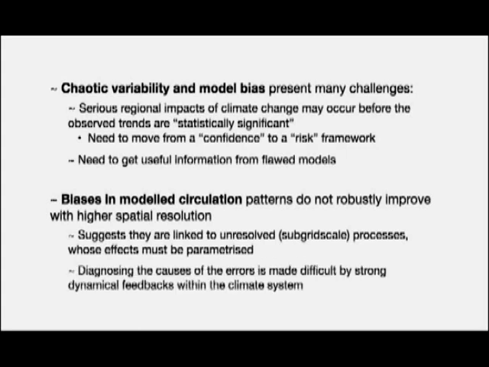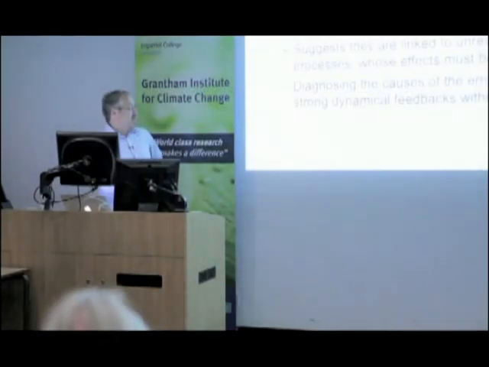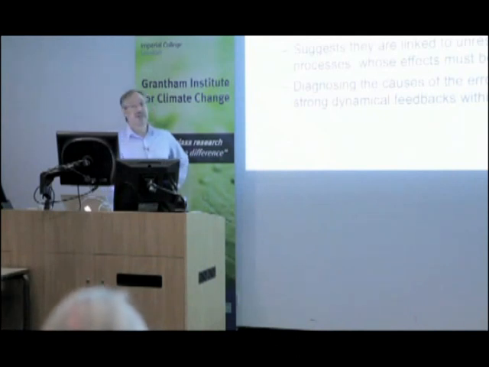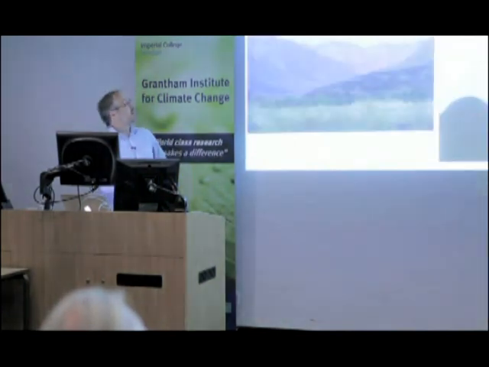The problem with this is that if you have errors in these parametrized processes, they immediately will lead to errors in your winds, and that'll lead to errors in the weather systems and those feedbacks. So you get all these strong dynamical feedbacks within the climate system that really obscure the cause of the error. So the challenge is to somehow break that, because it is a very nonlinear system. If you want to diagnose the cause of the errors, you need to break that feedback loop somehow. So that's what I'm going to talk about a little bit in the second half.